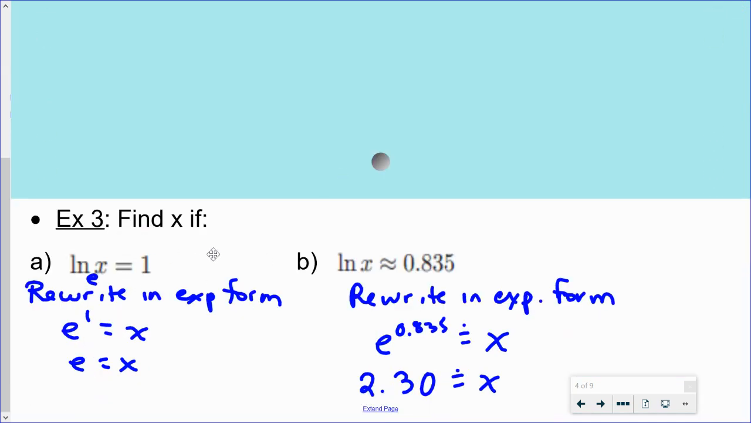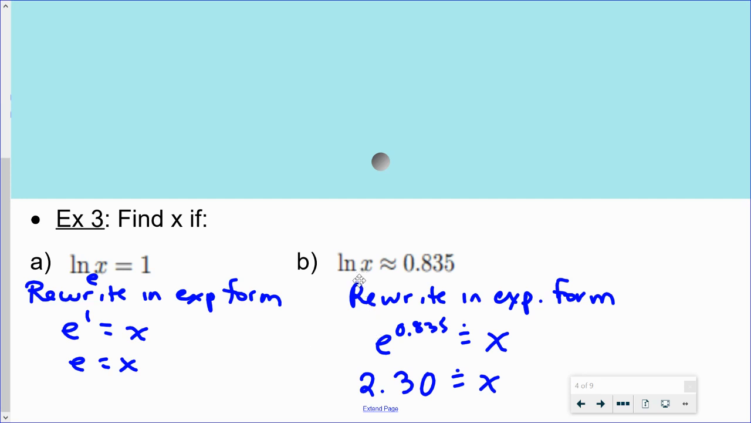We didn't get through example 3, so I'm going to go to examples 3, 4, and 5. So here, find x if ln x equals 1. Well, remember that ln x is really log base e of x. So we can say that e to the 1 equals x, or in this case, x just equals e.